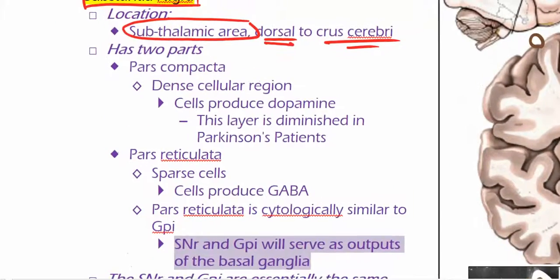All right, just like what we already said, so substantia nigra has two parts. So what were those two parts? So pars reticulata and pars compacta. Okay, that's right. So pars compacta is a dense cellular area or region. The cells are going to be producing dopamine. Just for the compacta.